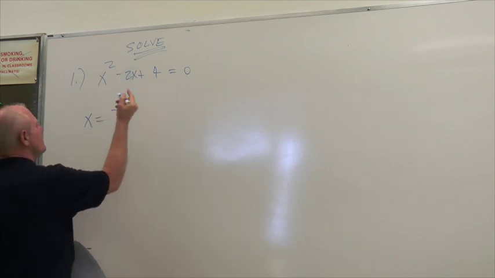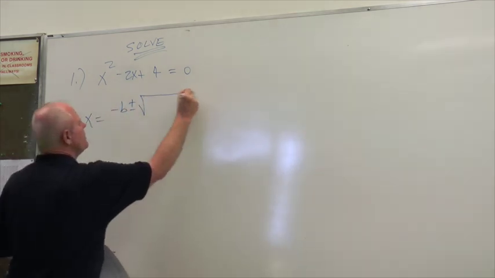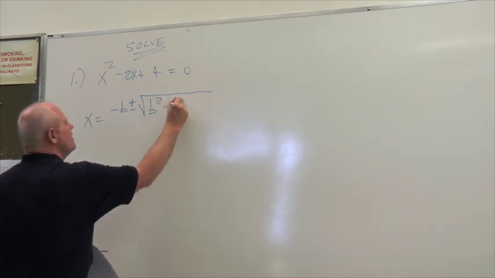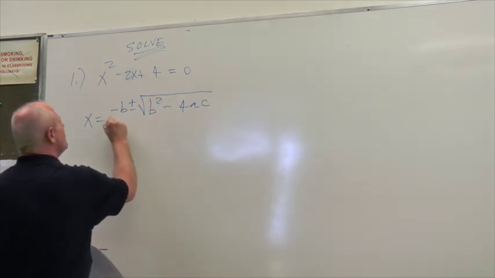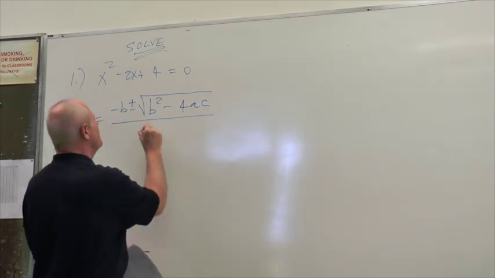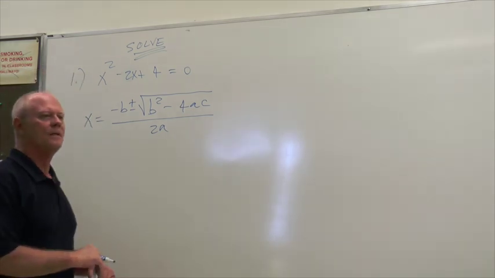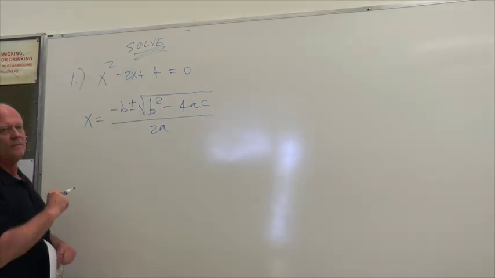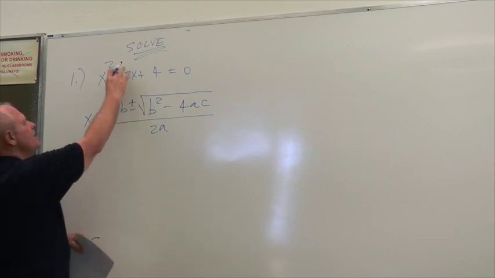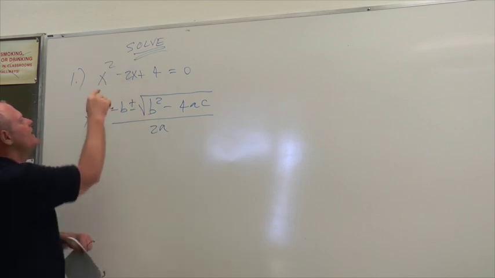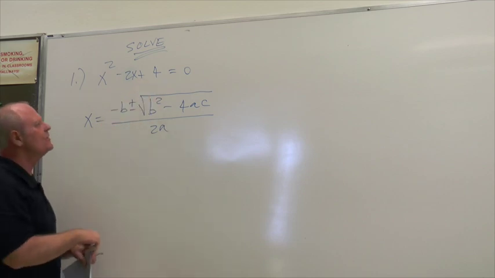Negative b plus or minus the square root of b squared minus 4ac, all over what? All over 2a, right, 2a, good. Now, are we ready to identify what a, b, and c are? Yes, we are, because it is in standard quadratic form already: ax squared plus bx plus c equals 0.